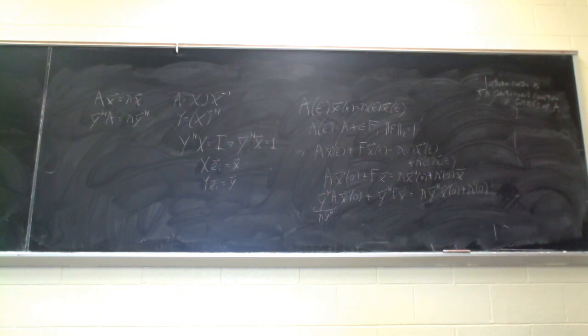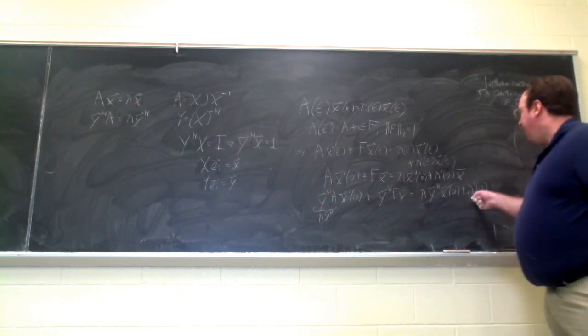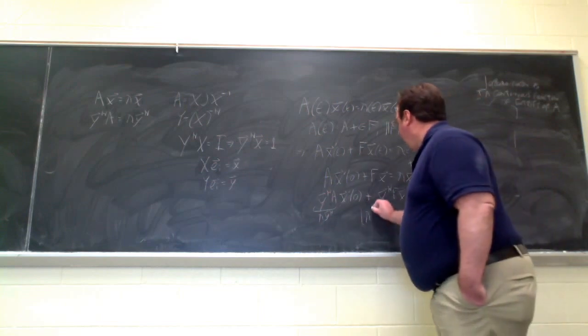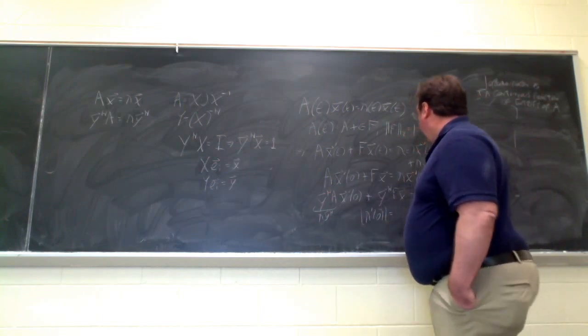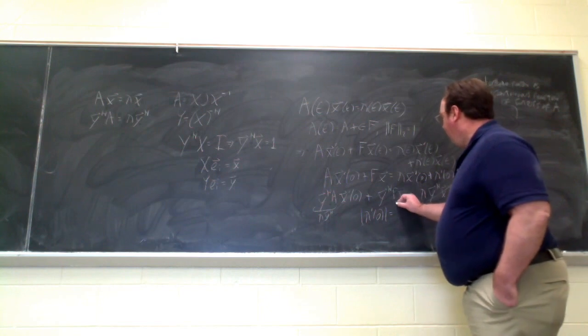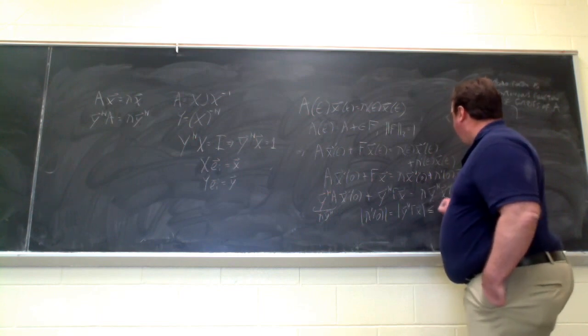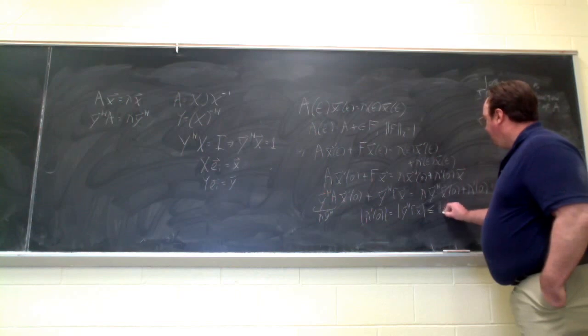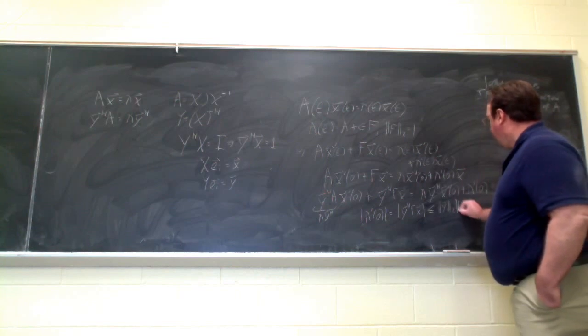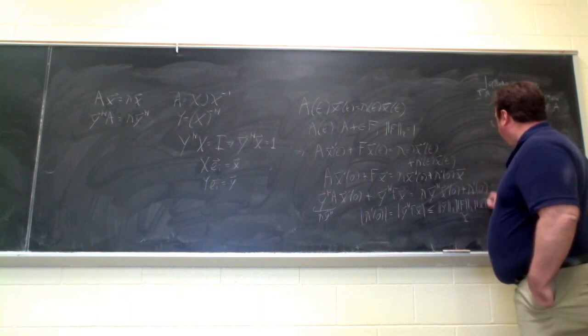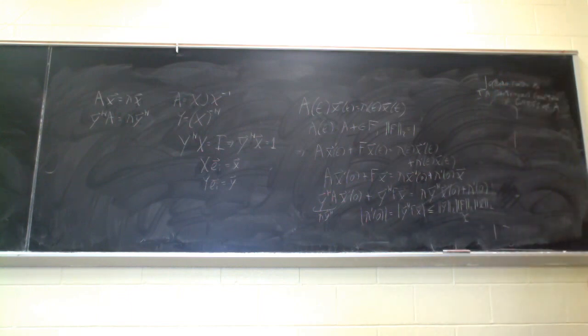Now this gives me lambda prime, which is basically the sensitivity of lambda to perturbations. So the absolute value of lambda prime of 0 is equal to this expression, which is less than or equal to the 2-norm of y, times the 2-norm of F, which is 1, times the 2-norm of x.